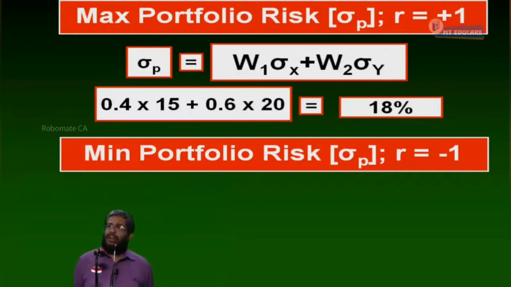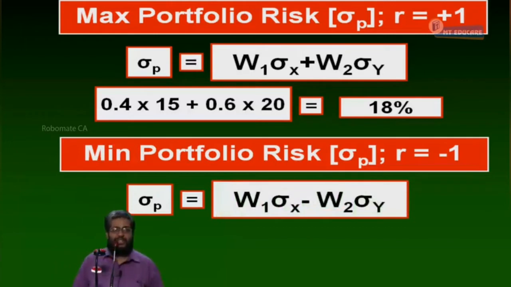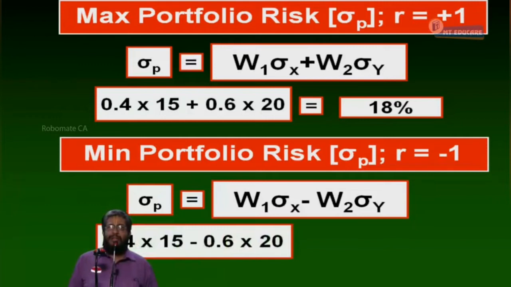When correlation is minus 1, sigma P is equal to W1 sigma X minus W2 sigma Y. Substitute numbers, what into what? 0.4 into 15 minus 0.6 into 20. What is the number here?